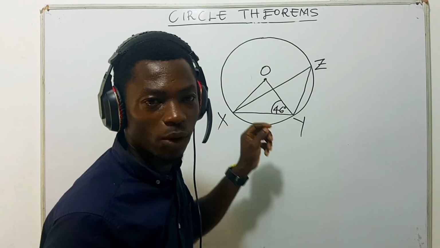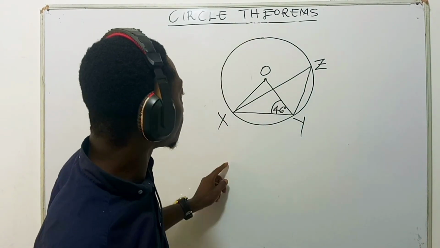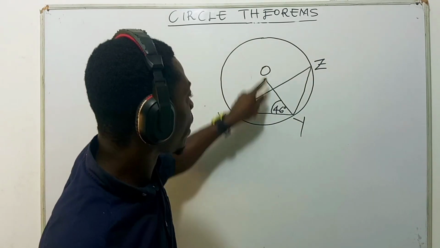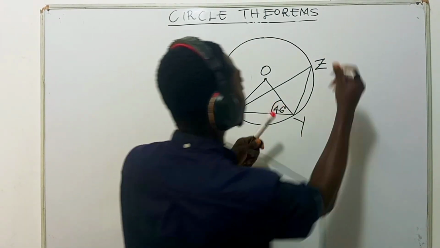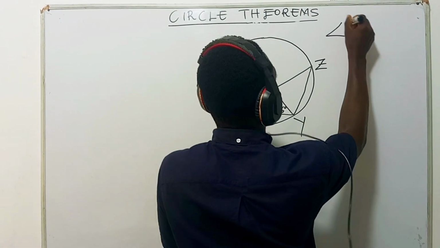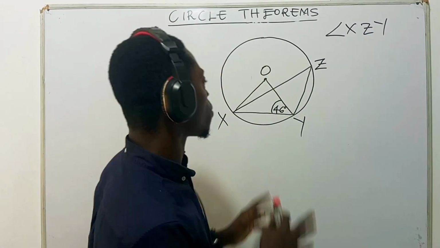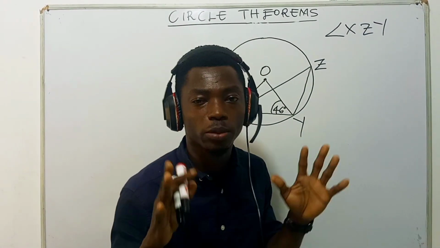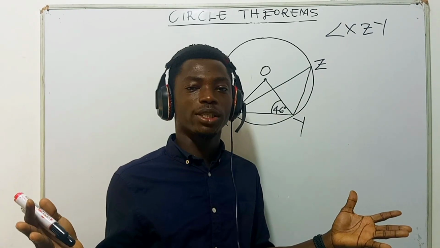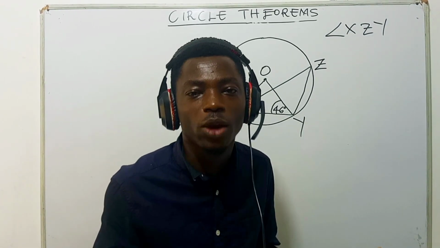XYZ is a circle with center O. Angle XYO is 46 degrees, and we are to determine angle XZY. All right. So when you have a situation like this, guys, do not panic. Ask yourself these simple questions.